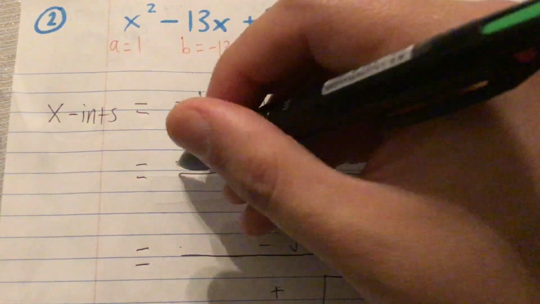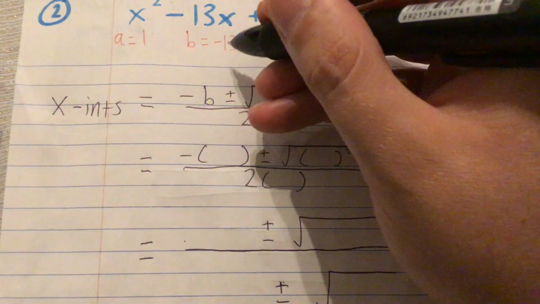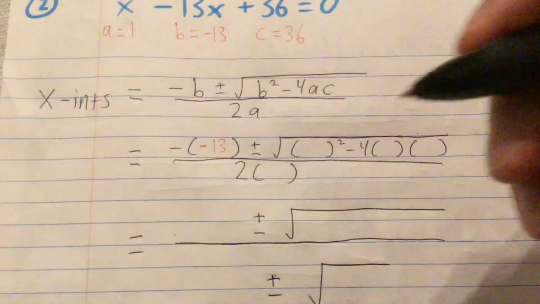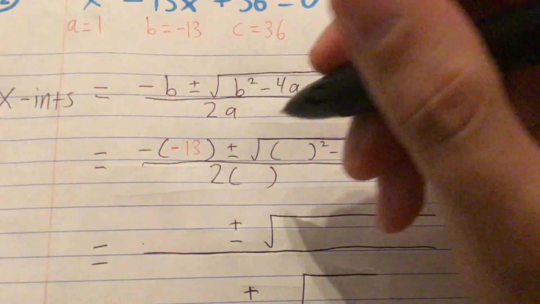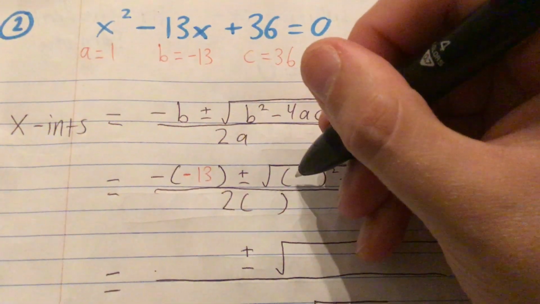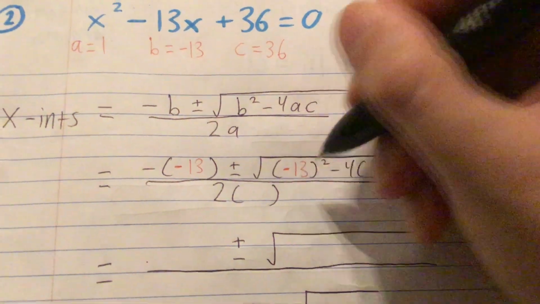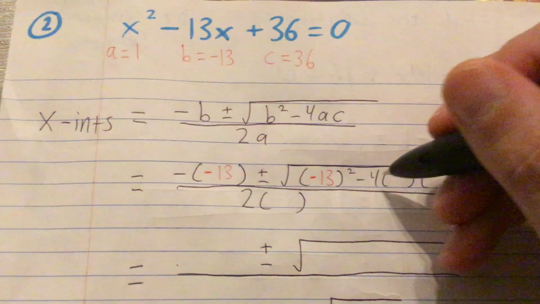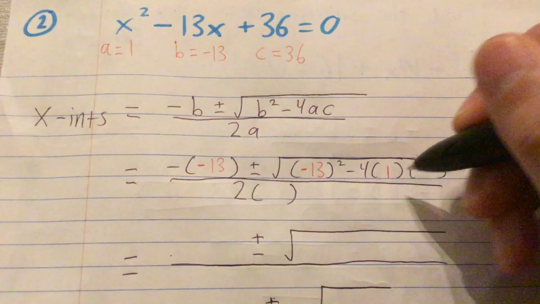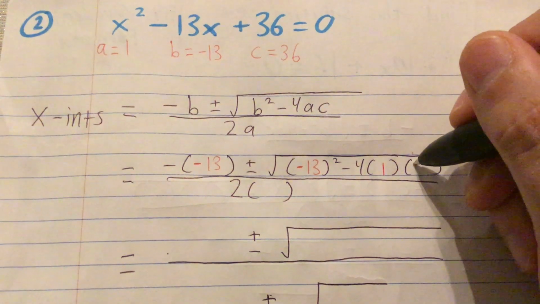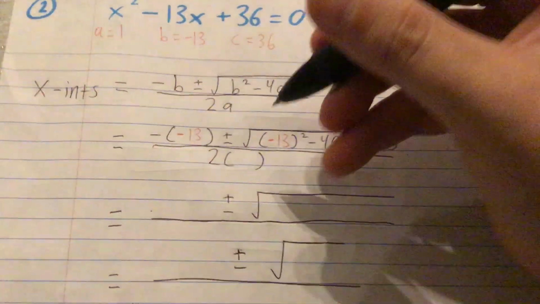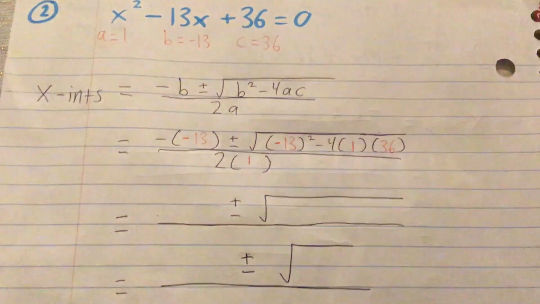Negative b, even though there's a negative out here, I'm literally going to plug in negative 13 in the blank. Okay, I love the blanks. All right. Plus or minus the square root of b squared, yet again, negative 13, quantity squared, minus 4 times a, 1, times c, which is 36. All that over 2 times a, which is 1.